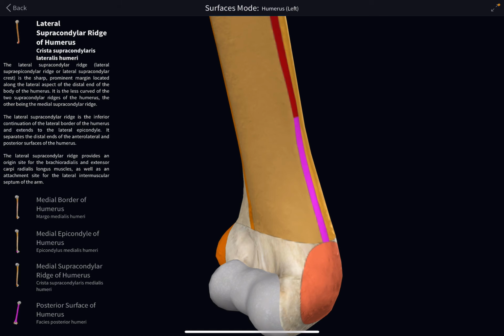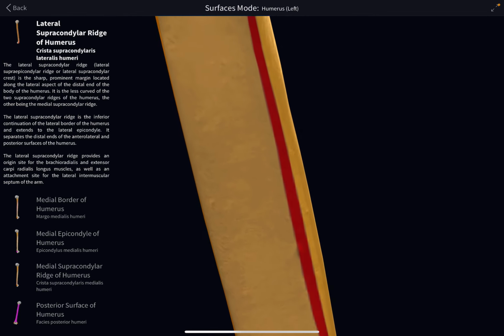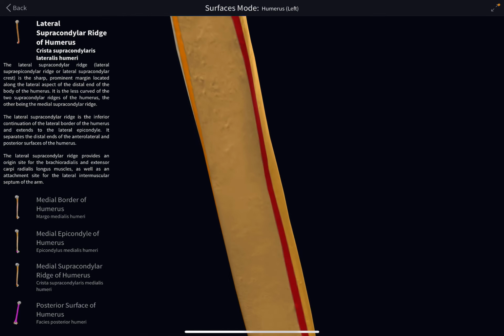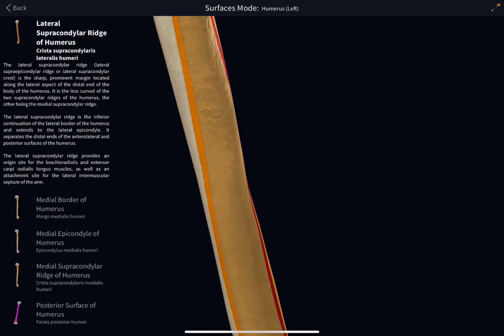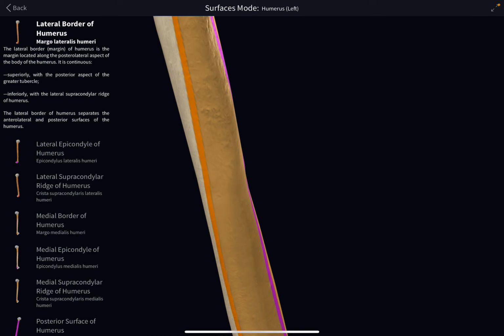Now a couple of things more about the borders, especially the lateral border. When you look at the lateral border, it extends upwards from the tip of the lateral epicondyle, very close to the middle of the shaft. This border, the lateral border, fades away. You can see this fades away because of the spiral groove.